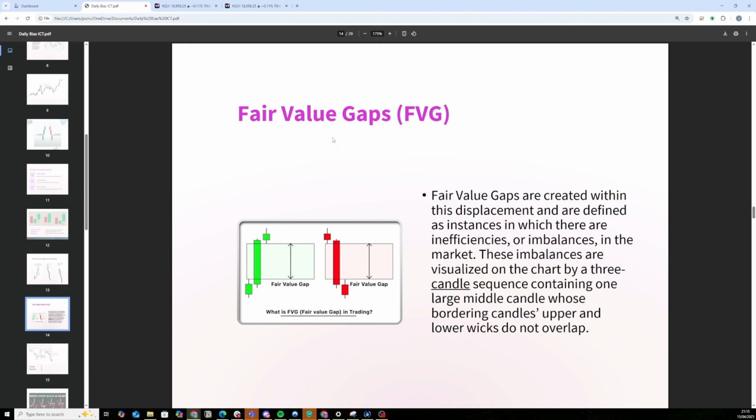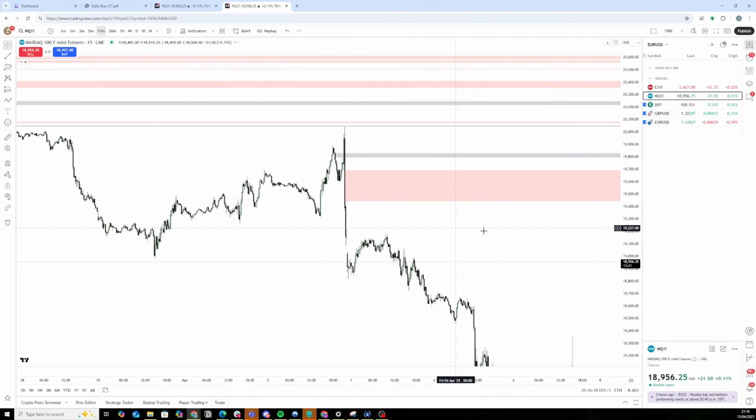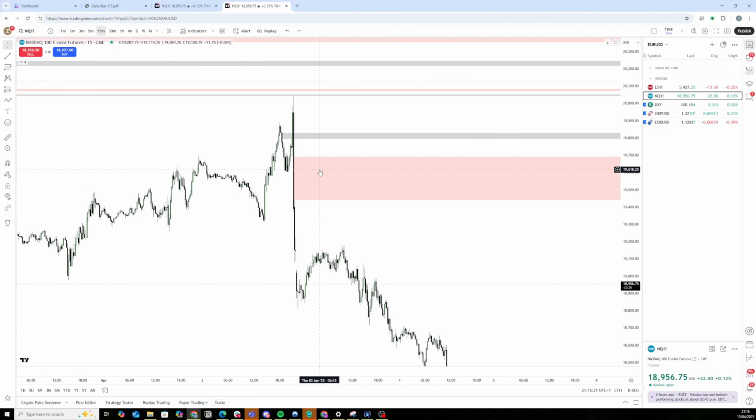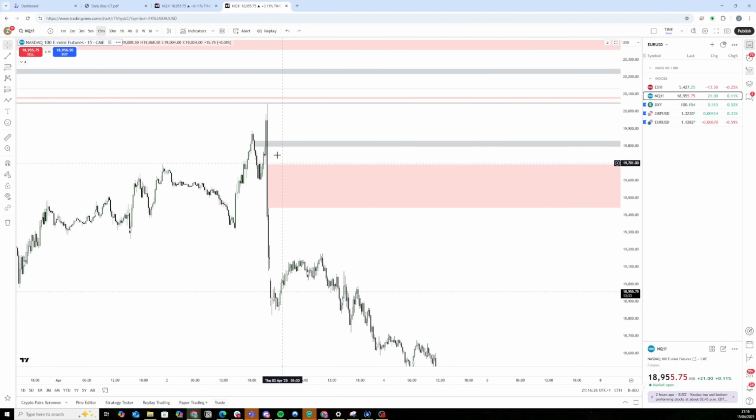All right, so the next one, for people that aren't aware: fair value gaps. What's a fair value gap? A fair value gap is created with displacement and identifies instances in which there are inefficiencies or imbalances in the market. These imbalances are visualized on the chart by a 3 candlestick sequence containing one large middle candle. Essentially, the wicks don't overlap. To show you this simply, I've got an indicator here that's automatically marking them out, and this indicator is also on TradeZella when you do your backtesting. So if you're unsure how to draw out your fair value gaps, they're automatically marked.